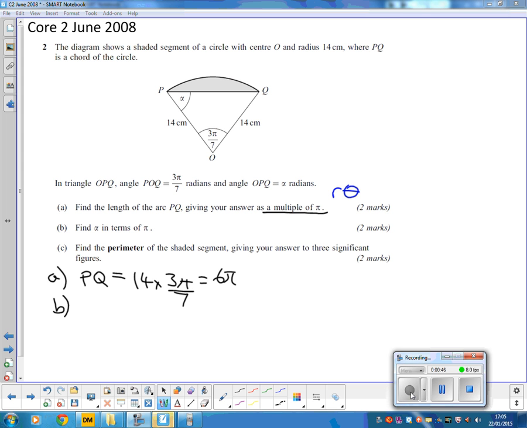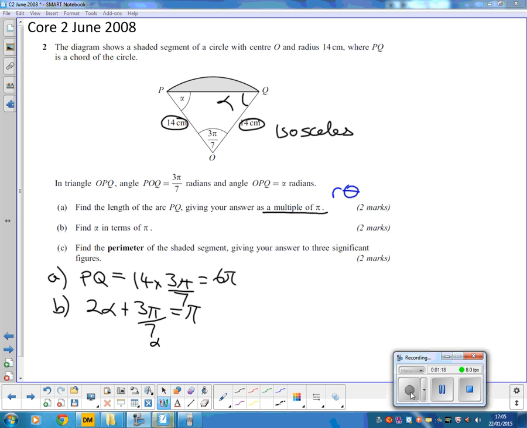Part B then, it wants us to find alpha in terms of pi. Here we can see that both sides are 14, so this triangle is isosceles. That means if that angle's alpha, that angle's also alpha. Angles in a triangle add up to 180 degrees, but we're in radians, so they add up to pi. So that means 2 alpha plus 3 pi over 7 must equal pi.